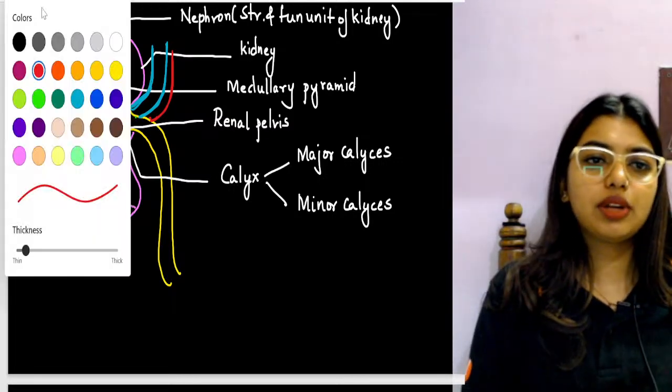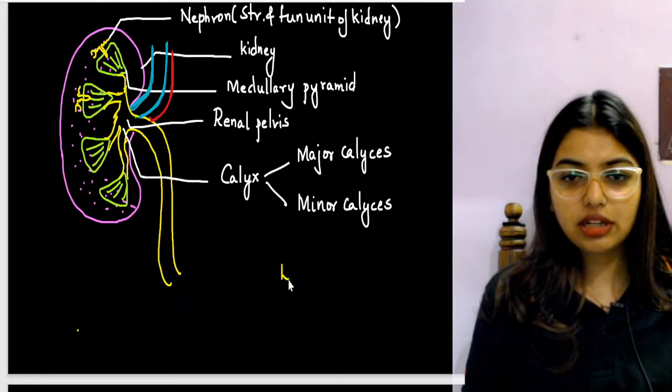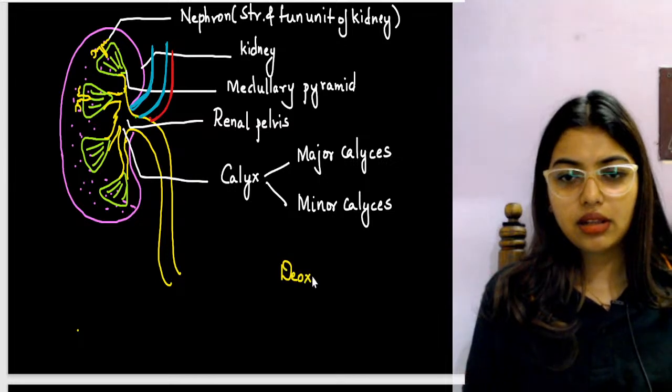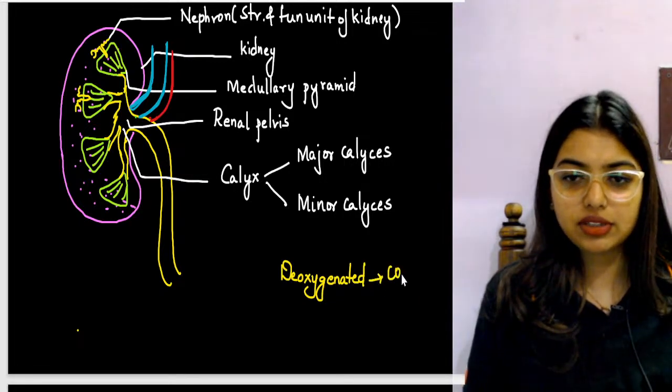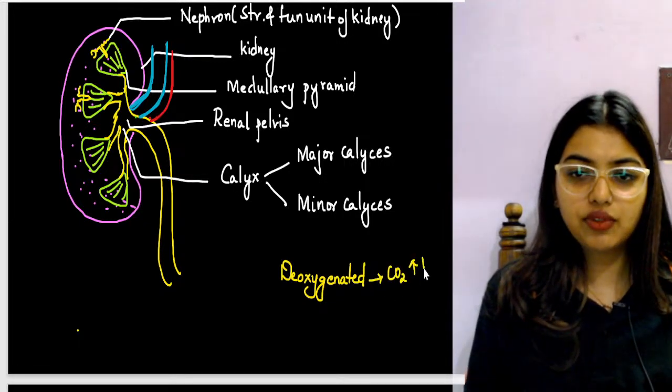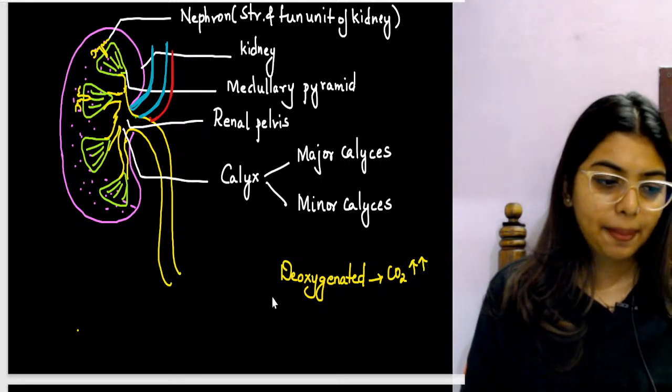Now students, one question students usually have is, ma'am, is deoxygenated blood rich in waste? No students, remember, deoxygenated blood is only in terms of carbon dioxide. When carbon dioxide is more, we call it deoxygenated blood.